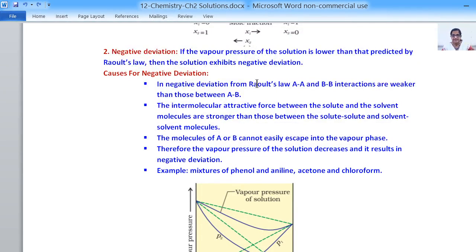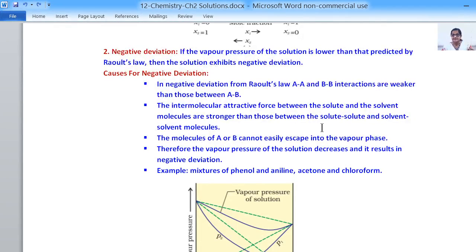That is, in negative deviation from Raoult's law, component A and component B are there. In pure component A, A-A interaction is there, and in pure component B, B-B interaction is there. The A-A and B-B interactions are weaker than those between A and B, that is, after mixing in the solution we have A-B interaction. In other words, we can say that A-B interaction will be much stronger than A-A and B-B. So as a result, the intermolecular attractive forces between the solute and the solvent molecules are much stronger than those between the solute molecules or between the solvent molecules.